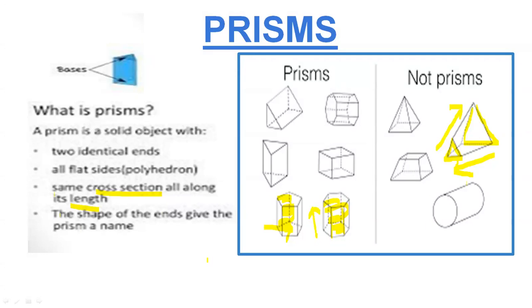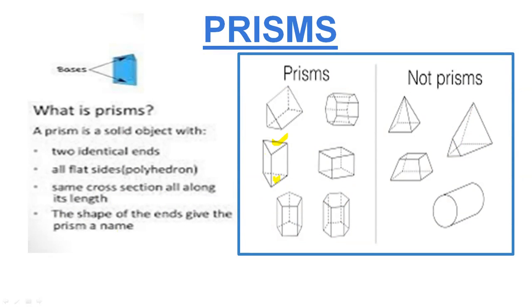So that's why rule number 3, you have to keep it in your mind. It's a cross section same along its length. The shape of the ends gives the prism a name. Basically, the shape given to you decides which kind of prism it is.